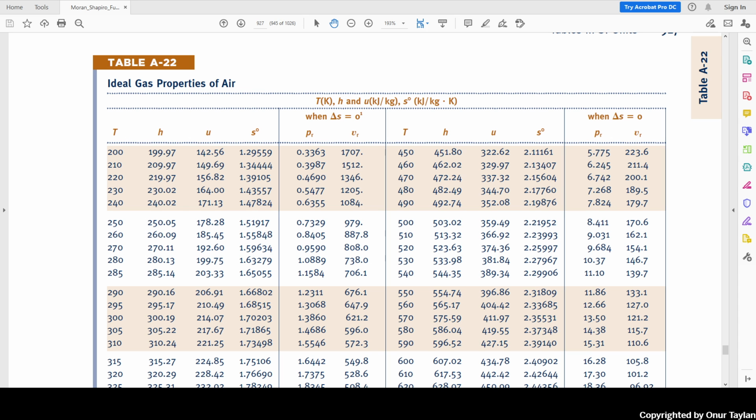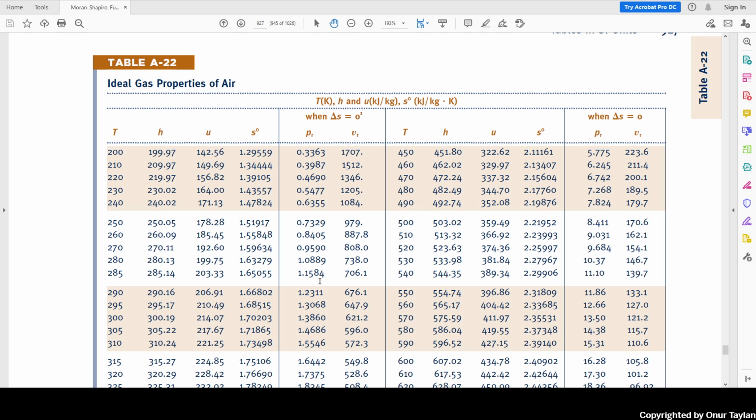So this is table A22. As you can see, as a function of temperature, we have the specific enthalpy tabulated, specific internal energy tabulated, and s naught. This is not entropy. This is just the temperature-dependent part of the entropy. Remember our discussion. And here we have two additional columns, as you can see, and it says when delta s is equal to 0, and it has a footnote. Delta s equal to 0 means it's an isentropic process. So for the isentropic process, we have Pr and vr tabulated here.